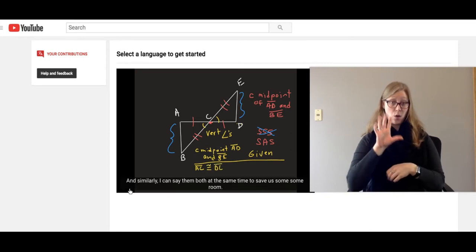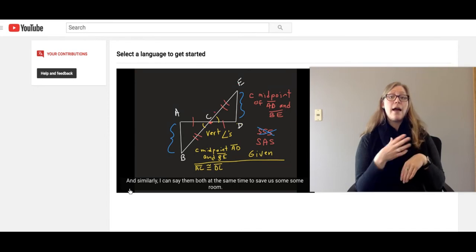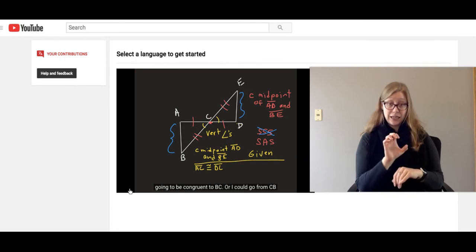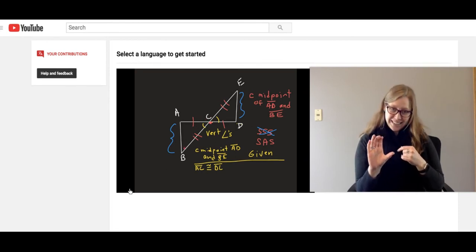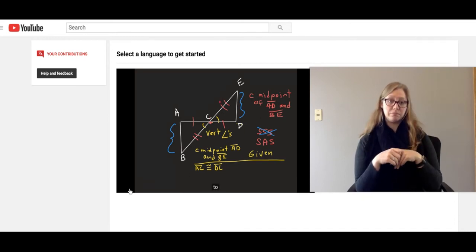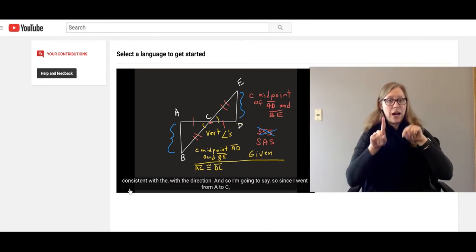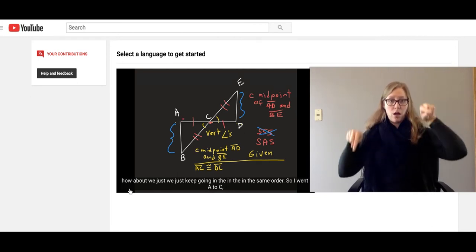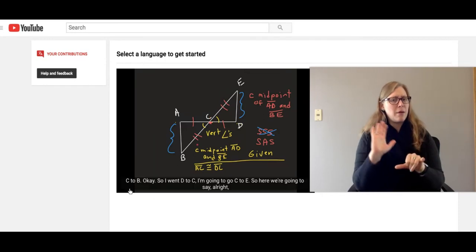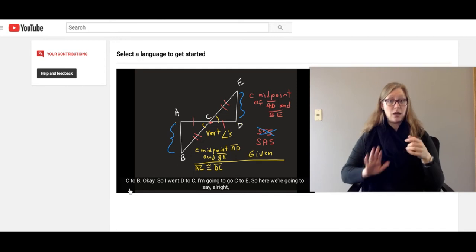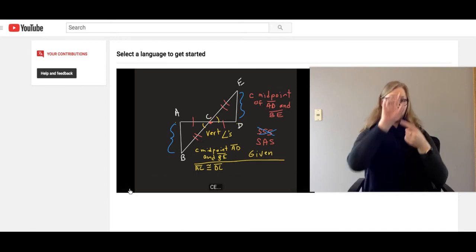And similarly, I can say them both at the same time to save us some room. EC is going to be congruent to BC. Or I could go from CB to CE. It doesn't matter as long as I'm consistent with the direction. Since I went from A to C, let's keep going in the same order. I went A to C, C to B. I went D to C, I'm going to go C to E.